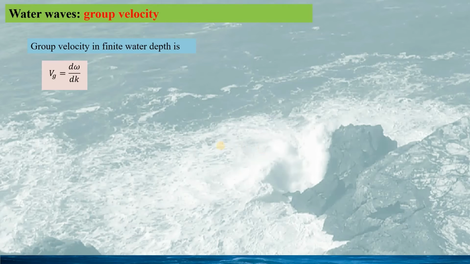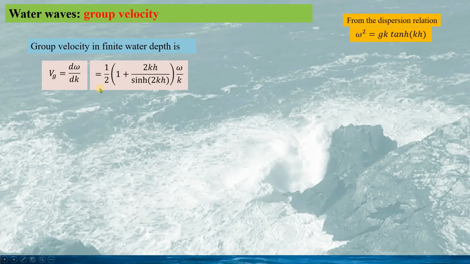Based on the dispersion relation, we can also calculate the group velocity, which is defined by the differentiation of the wave frequency omega with respect to the wave number, as this. How this group velocity is derived, please refer to my previous talk on linear wave theory. If we employ the dispersion relation, we can obtain the group velocity in finite water depths, given as this. Again, we can compare this group velocity with the group velocity in deep water.